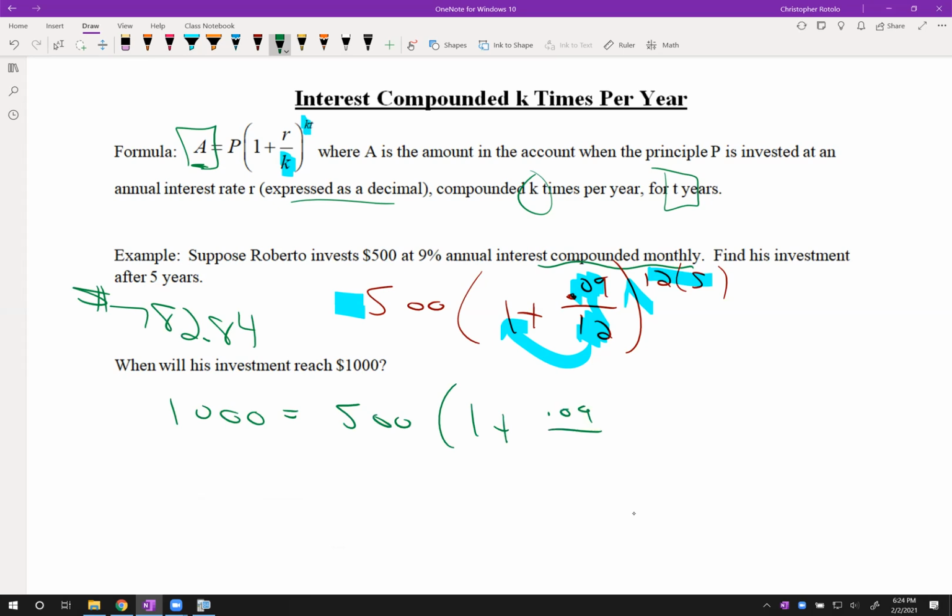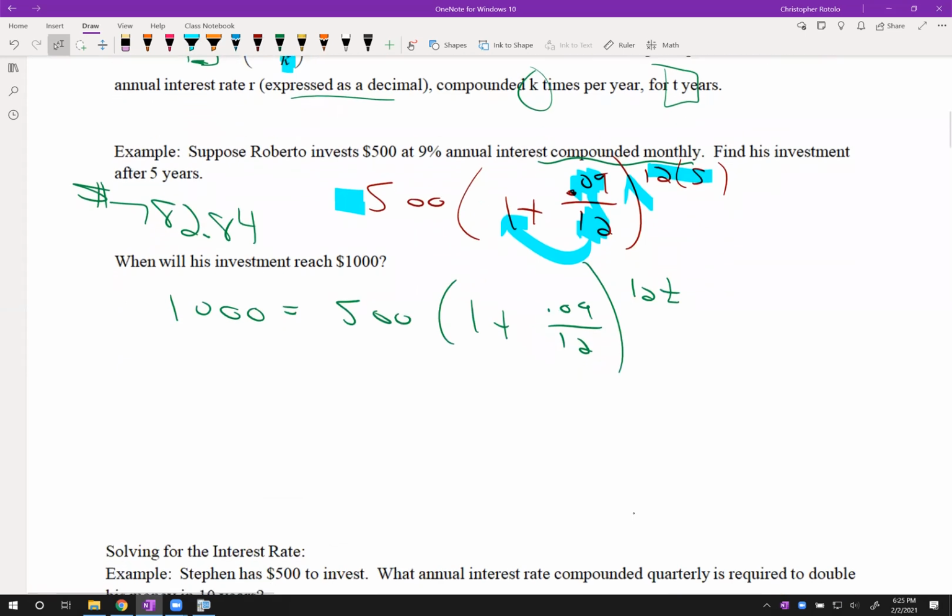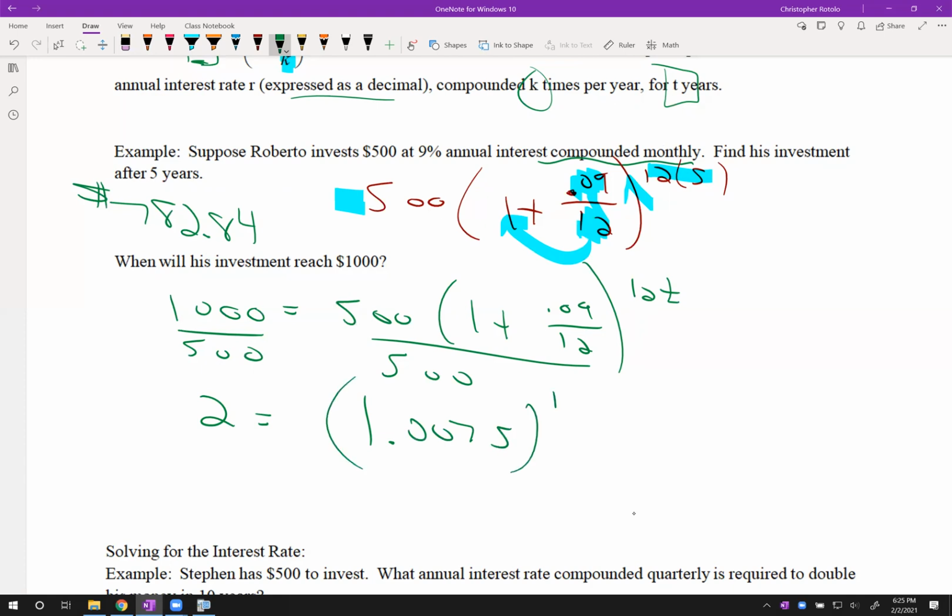So all these things are going to stay true, except it becomes 12t. If you want to use an x there, as long as you understand what we're solving for, t, so we know we're talking about time. So divide out the 500. So we know 2 equals 1 point, we can get a decimal for all this, right? What was that, 0.0075? Hopefully we used that somewhere before. And 12t. And now what we're going to do, we're going to take the natural log of both sides, divide this out.